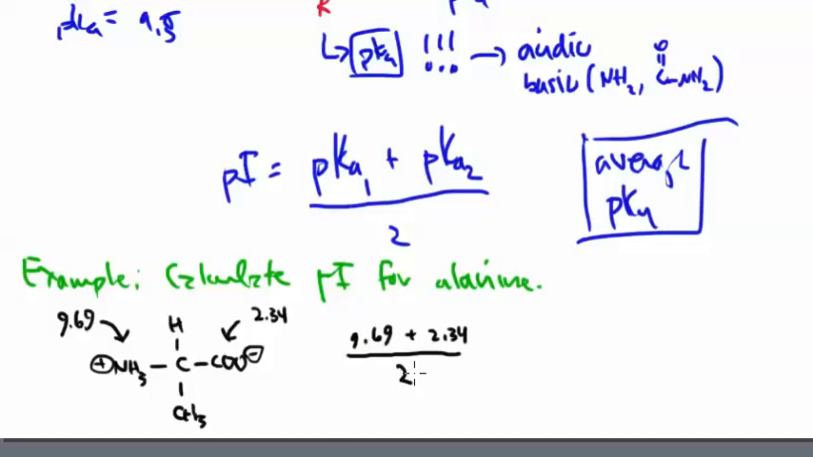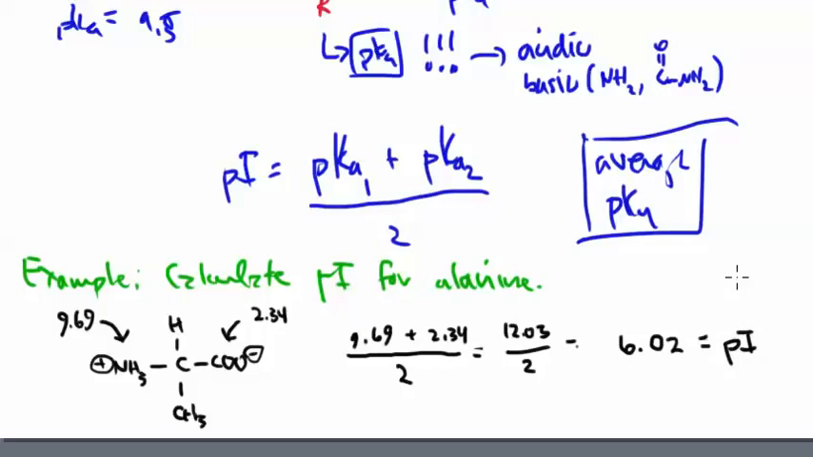So 9.69 plus 2.34 gives you 12.03, and then I'm going to divide by 2, and this gives me a pI of 6.02. We'll round it to 2 sig figs after the decimal. 2 after here, 2 after there, we'll keep 2 after here. And this is what I would call the isoelectric point. So all amino acids will have their own isoelectric points, and that is how you calculate the isoelectric point for them.